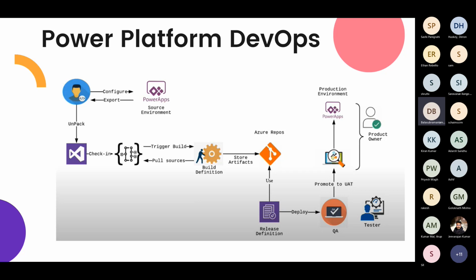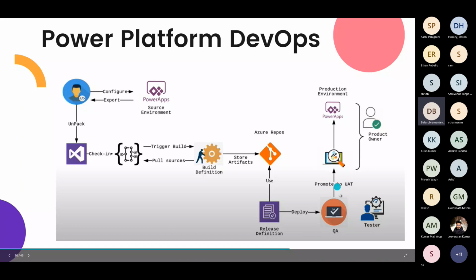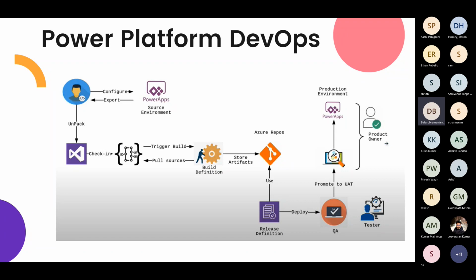And for the UAT environment and the production environment, the product owner would be the core responsible, and he is kind of the owner of it. So once this is completed, the deployment request would get sent to the product owner. Once the product owner approves that particular deployment request, then we will pick the solution and deploy that solution into the UAT and the production environment.